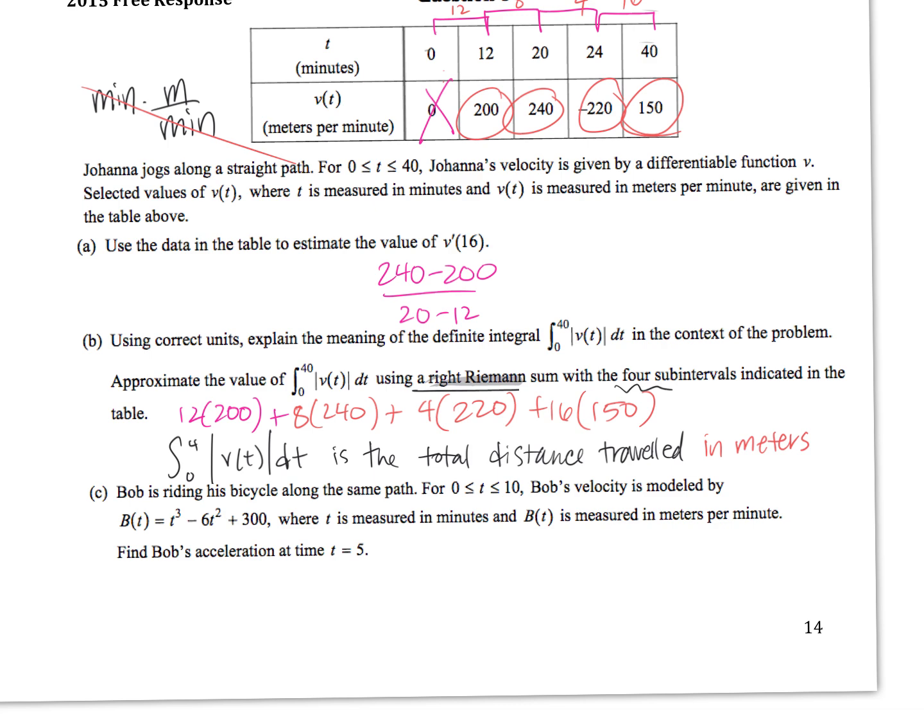Total distance traveled in meters from when to when? 0 minutes to 40 minutes. Perfect. Thank you for specifying minutes as well. 0 to 40 minutes. Love it.